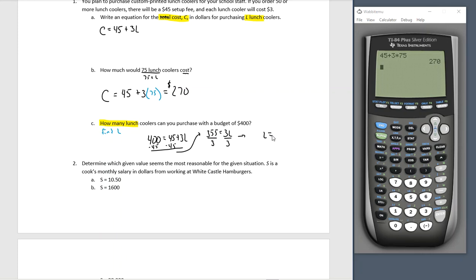And we'll have L equals, let's check that on our calculator, 118.33. And that 3 is repeating, so I'll put a line over it. But really, are you going to buy somebody a third of a lunch cooler? No, let's answer these in real world terms. We'll have 118 lunch coolers. We cannot finish that 119th one. We have the budget for 118 and a part, so we'll have 118 complete lunch coolers.